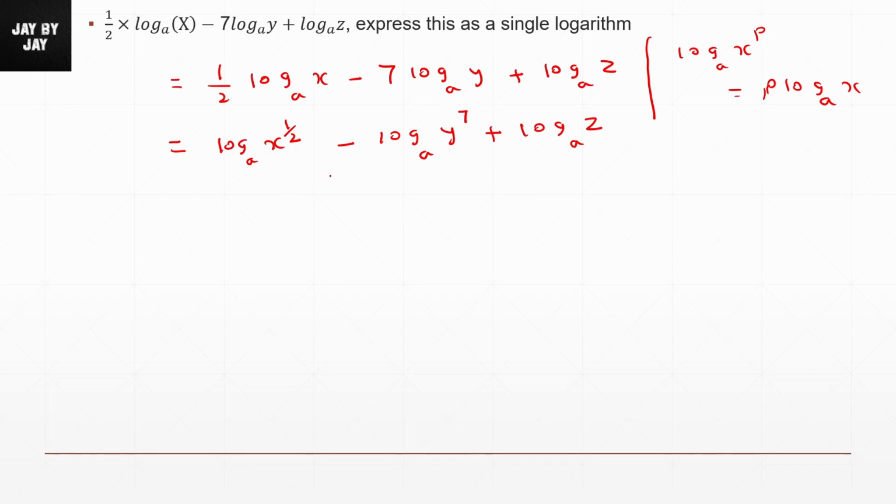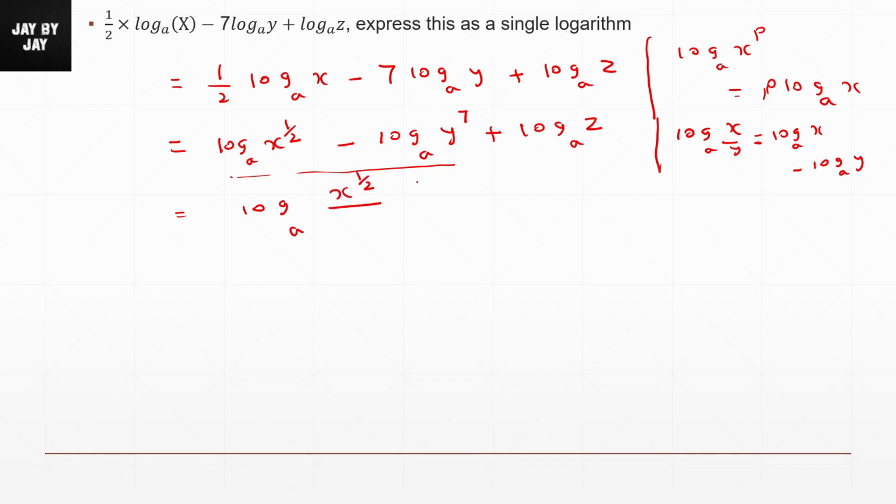Now what is this one? This is the subtraction part. So what is the rule? It's a division: log a to the x divided by y equals log a to the x minus log a to the y. So you need to convert it back to this kind of thing. A is the same. What is the x value? X to the power half, divided by the y value, y to the power 7. Again, log a to the z.